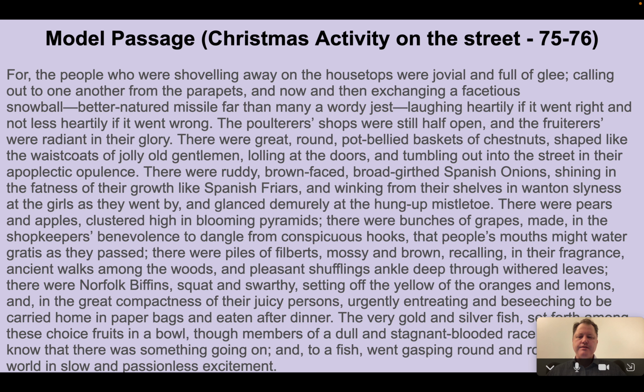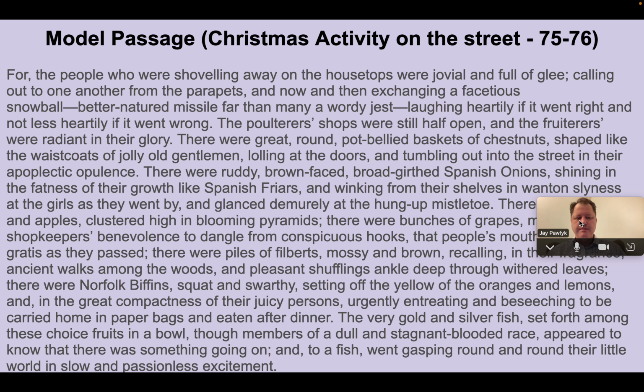There were pears and apples clustered high in blooming pyramids. There were bunches of grapes made in the shopkeeper's benevolence to dangle from conspicuous hooks that people's mouths might water gratis as they passed. There were piles of filberts, mossy and brown, recalling in their fragrance ancient walks among the woods, and pleasant shufflings ankle-deep through withered leaves. There were Norfolk biffins, squat and swarthy, setting off the yellow of the oranges and lemons, and in the great compactness of their juicy persons, urgently entreating and beseeching to be carried home in paper bags and eaten after dinner.